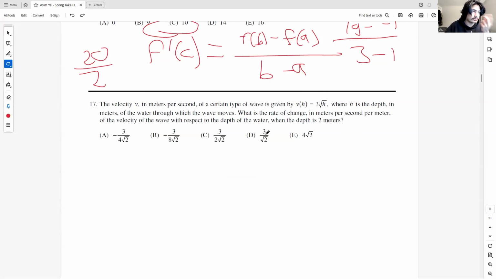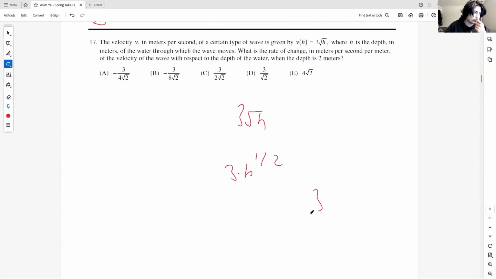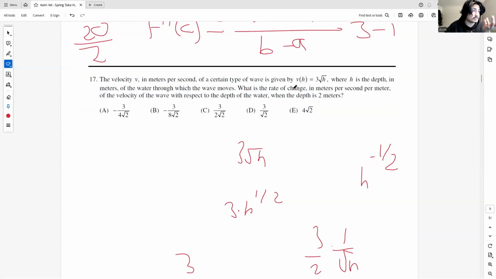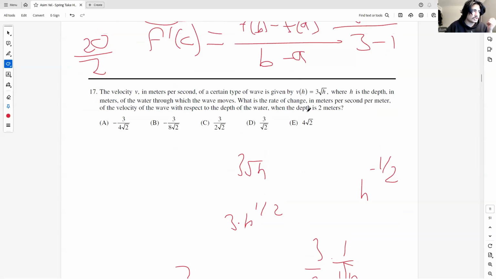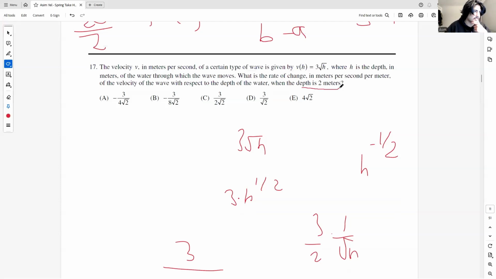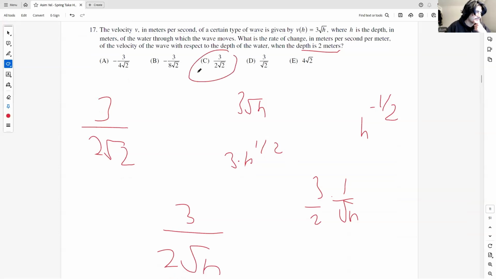So just take the derivative of the velocity function. Taking the derivative, 3 times h to the 1/2 power, and 3/2 times 1 over radical h to the negative 1/2, and you will get 3 over 2 radical h as your derivative. The reason why I took the derivative is simple: it was just the rate of change in meters per second per meter. And now I'm just going to plug in 2 because my depth is 2. So 3 over 2 radical 2. And that's answer choice C.